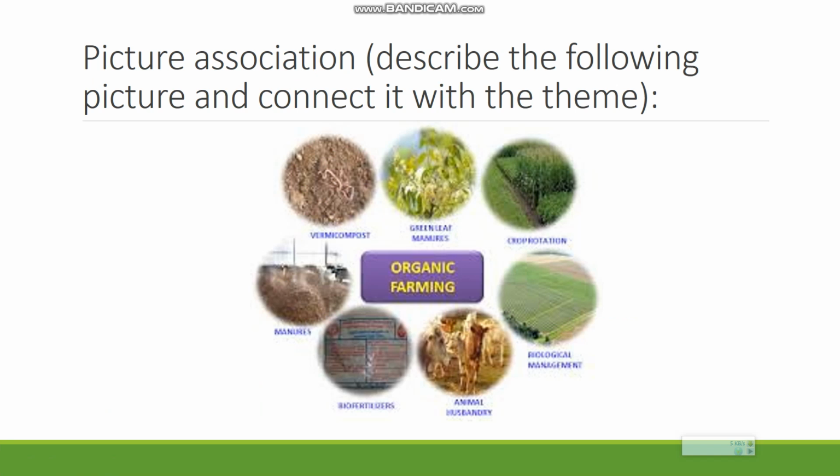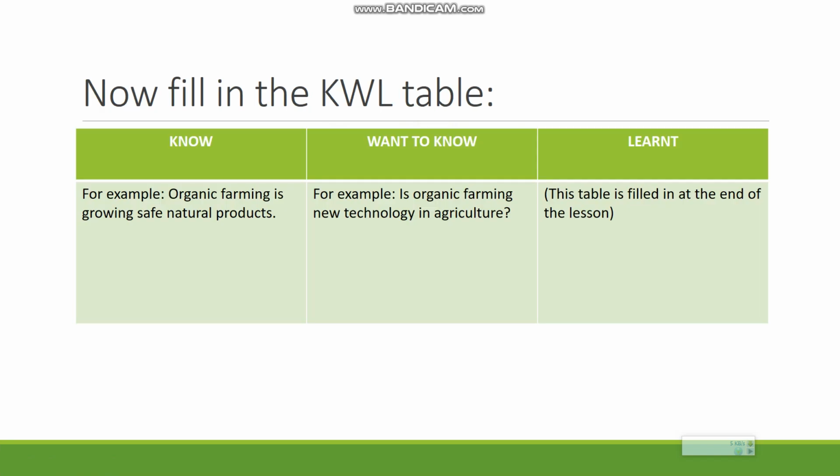Here is the next task for you. You should fill in this KWL table. What does it mean? It means I know, I want to know, and I learned. The first one is the information about what you know about organic farming. The second one, what you want to know about it. And the third one is what you learned during the lesson, and you should fill in this table at the end of the lesson.